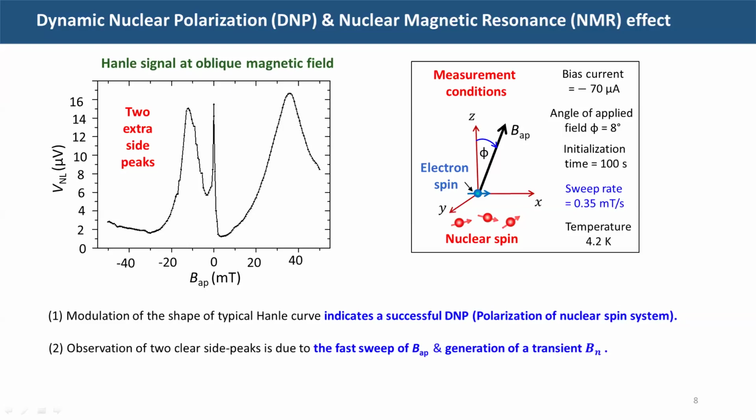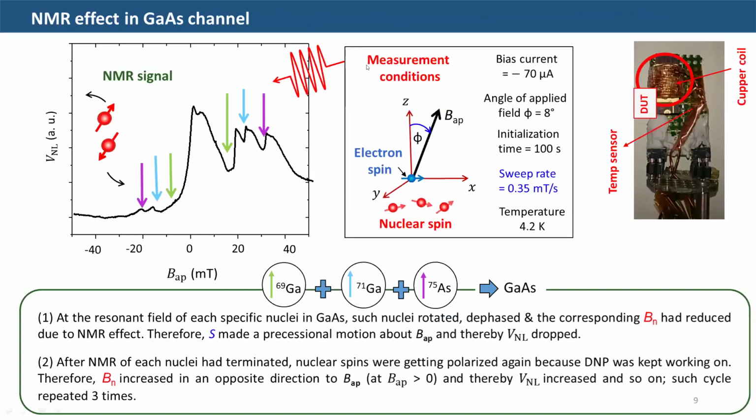After that, we started to put our sample in the center of a copper coil. We start to apply radio frequency, and as you can see, at each resonance frequency of each nucleus inside the gallium arsenide channel, gallium isotopes and arsenic, we have three kinds of dips in the non-local voltage, referring to the resonance frequency of each nucleus here. So from now on, we will focus on manipulation of gallium-69 only.